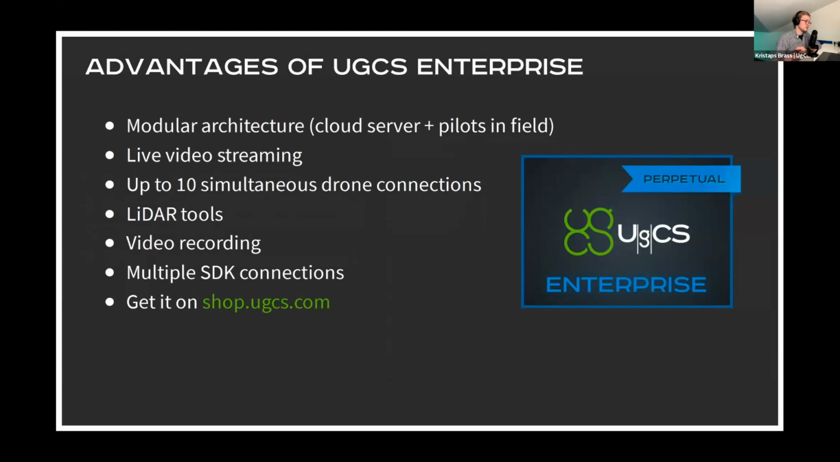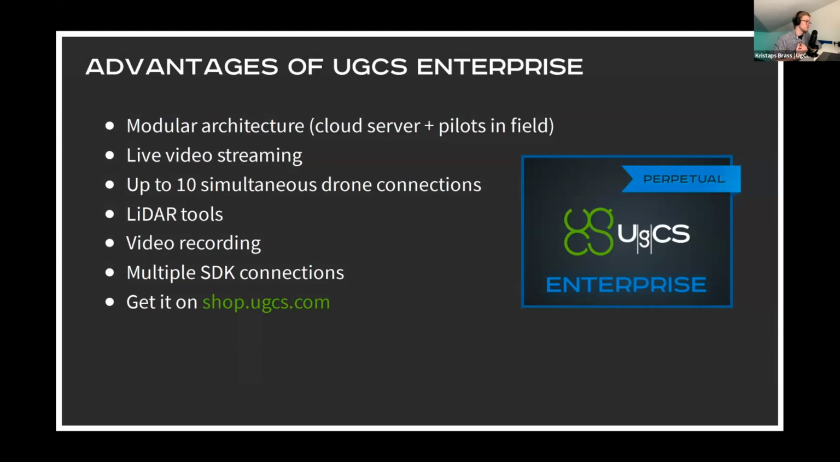Expert version, which is the next one, has the LiDAR tools in addition to all the base tools. And then the Enterprise is the full one. What you get here is a modular architecture. In this case, you can have the server running in the cloud or somewhere else, and have pilots from the field connect remotely to that. Basically, for any software component, you can choose where that component should run. For Enterprise installations, this would be the way to go.